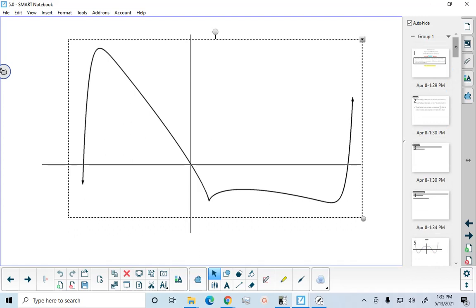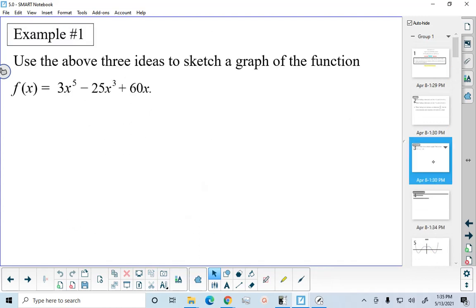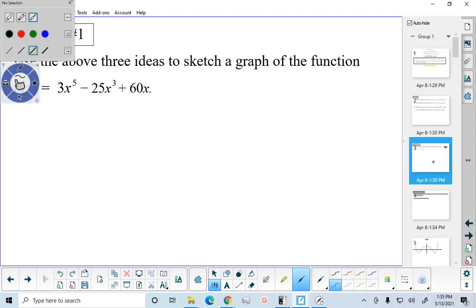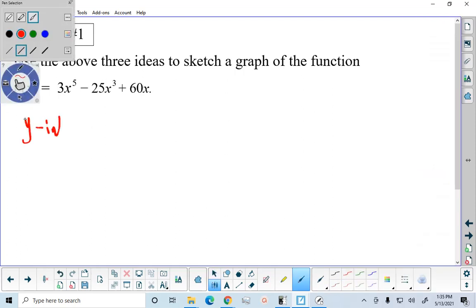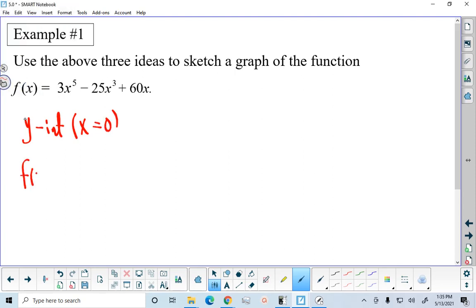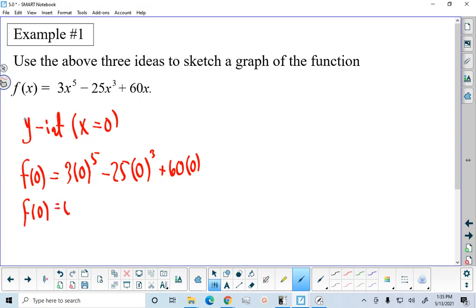Okay, so the first example. Use the above three ideas to sketch the graph of this function without a graphing calculator. So how do we find a y-intercept? Let's do the y-intercept first. This is where we let x equal 0. I really believe that everybody should be able to see that the y-intercept is 0 because every term has an x in it. But I'll write down my work. This works out to 0. So the y-intercept is 0.